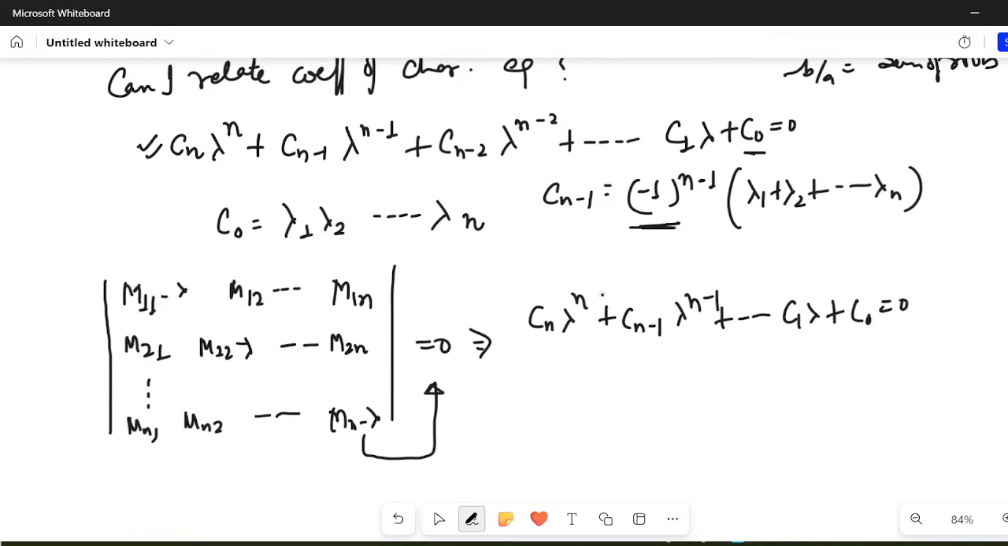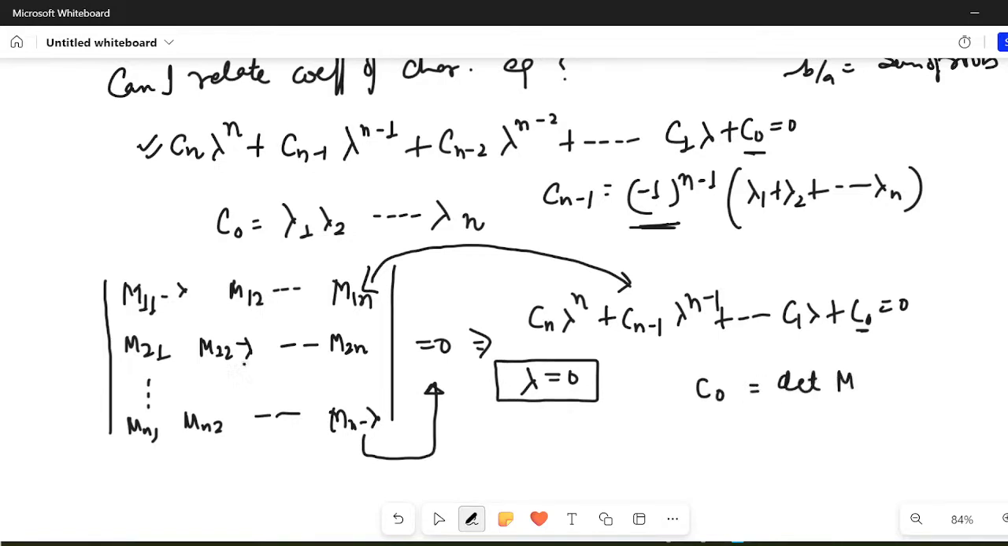Okay, so basically what is happening? This particular thing is equivalent to writing this. Now just consider one of my statements. If I take lambda is equal to 0, what am I going to get? I'm going to get that my C naught is equal to the determinant of M. So this minus lambda will vanish, and this C naught will come as determinant of M. And I've just now shown that C naught is equal to the product of eigenvalues.